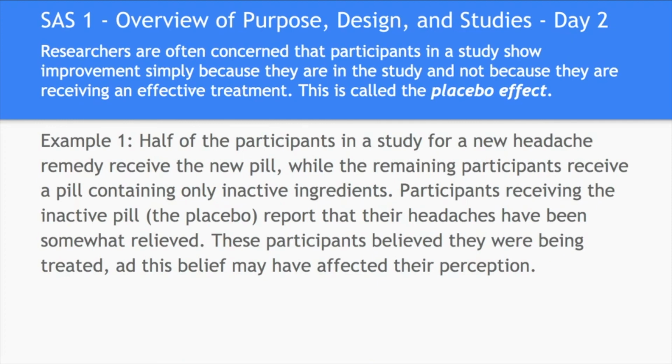So example one: half of the participants in a study for a new headache remedy receive the new pill, while the remaining participants receive a pill containing only inactive ingredients. Participants receiving the inactive pill, which is called a placebo, report that their headaches have been somewhat relieved. These participants believe they were being treated, and because of this belief, they may have affected their perception.